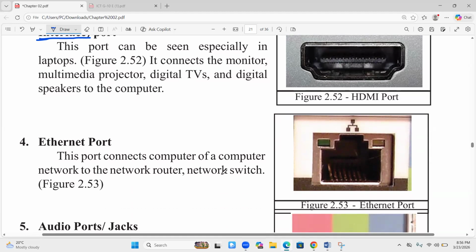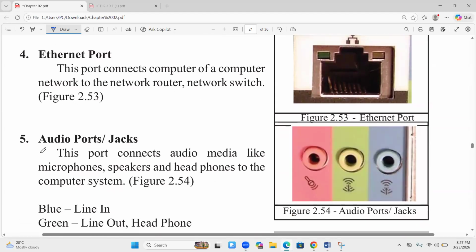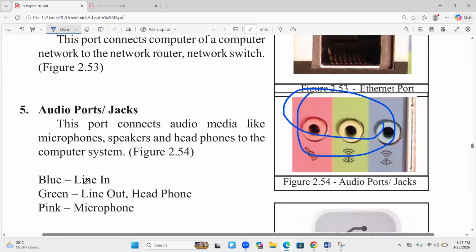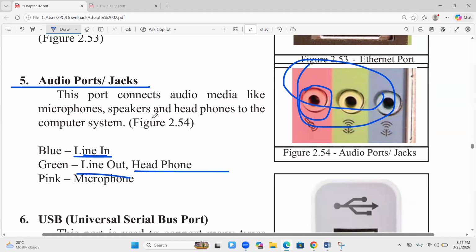Then the fifth one is audio ports, right? By using these ports, you can connect line in, that means input, and line out, or you can connect headphones in this green port, and in the pink port, you can connect the mic or the microphone, right? So these are called audio ports or audio jacks.